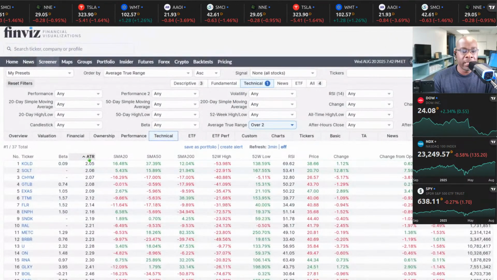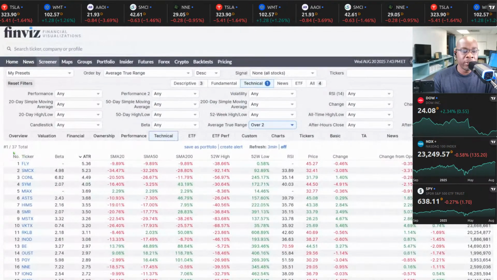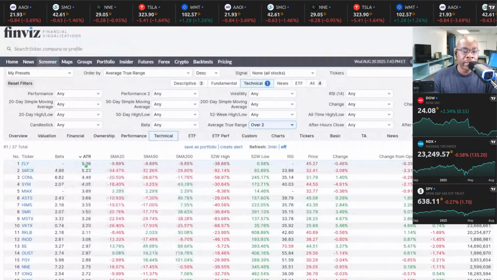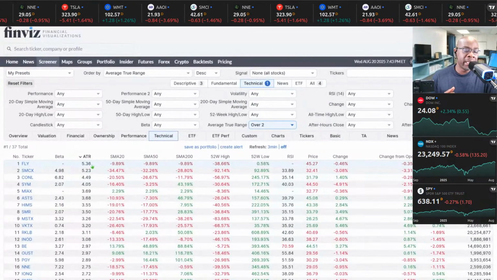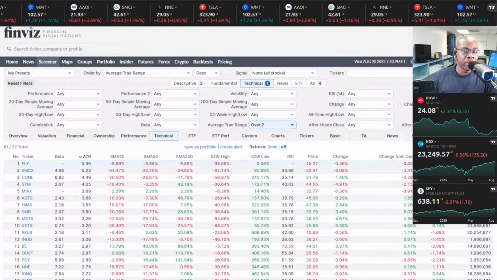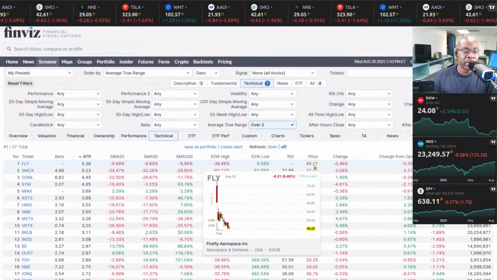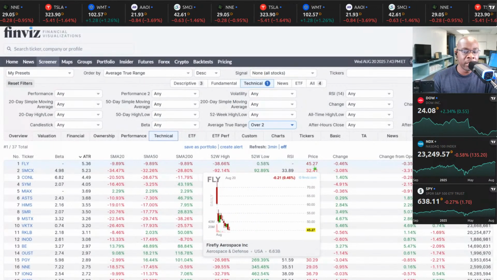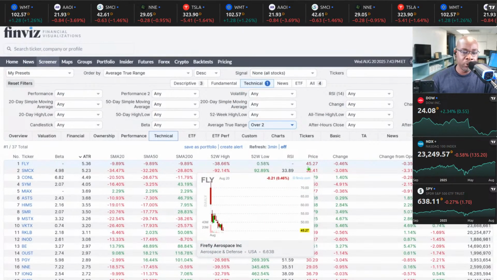But if we click it one more time and we want to start off from the highest ATR and work our way down. So out of these 37 stocks, this particular stock FLY, it moves up or down $5.36 on average for the last 14 days. So if I was to buy this stock tomorrow, I can expect this stock price to move up or down at least $5. Right now, the current price for this stock is $45.27. So this stock is at least going to go up to $50.27 or go down to $40.27. At least $5 movement, either way, either direction.